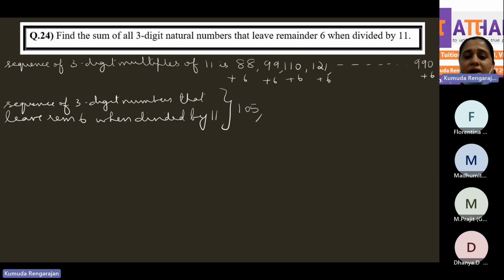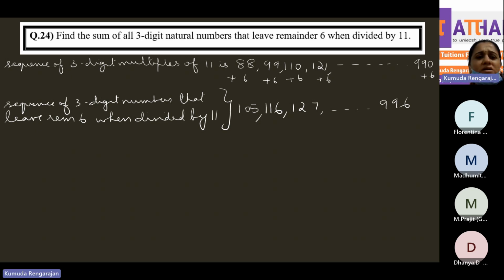That's the first number. Then 116. When you divide 116 by 11, the remainder will be 6. Then 127. So this is the sequence of three-digit numbers that leave remainder 6 when divided by 11. So very simple. What you have to do is first generate the sequence of multiples of 11. Take one or two numbers extra before the first one. And whatever is the remainder, add the remainder. That is the required sequence.